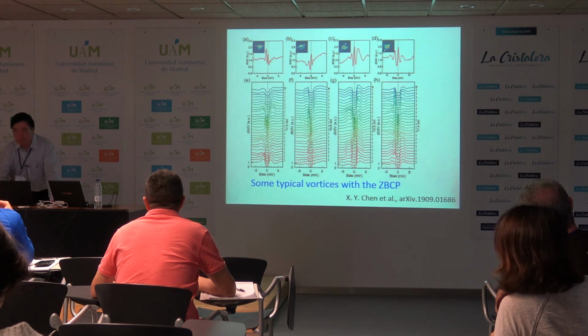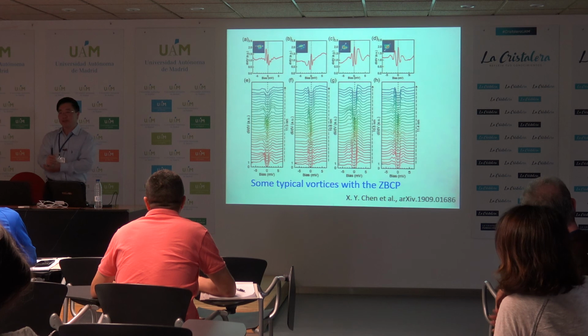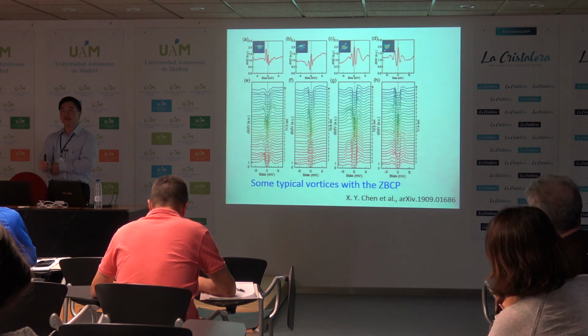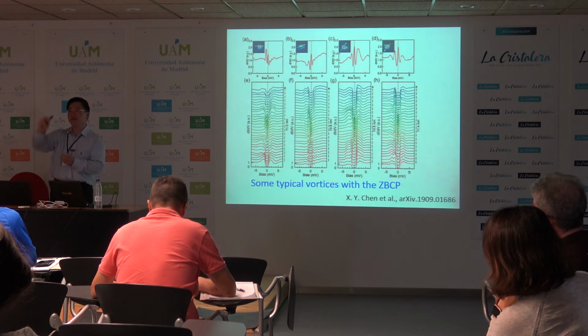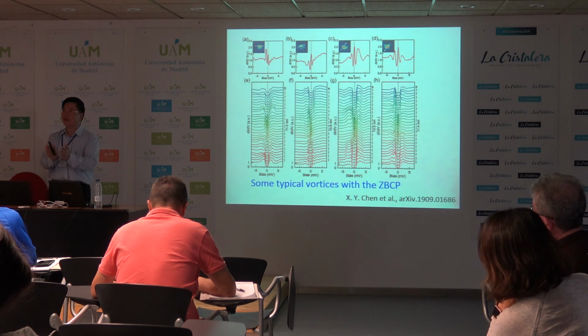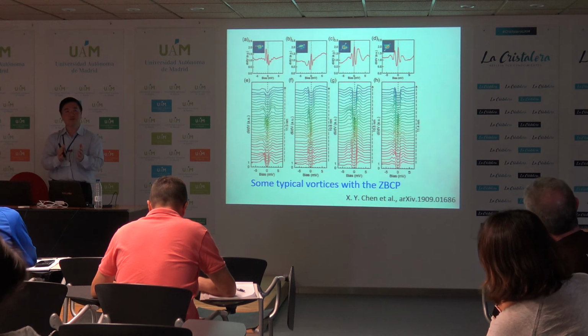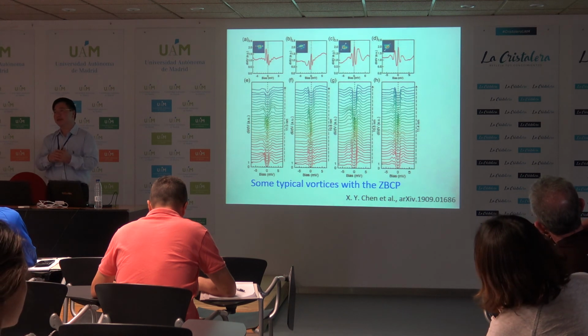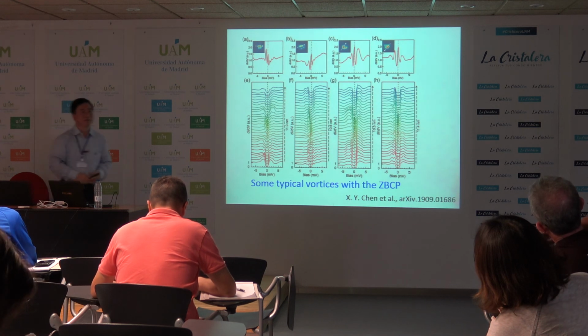So there's no relation between your statistics and the vortex positions. We do have some statistics, but not so much. So for some vortices showing the zero bias conductance peak, then we lower the field to zero, then we measure the scanning again, and we found that it's more uniform. So at least two or three vortices we have compared that. For some vortices without the zero bias conductance peak, we measure, and the gap somehow shrinks somewhere, yeah.